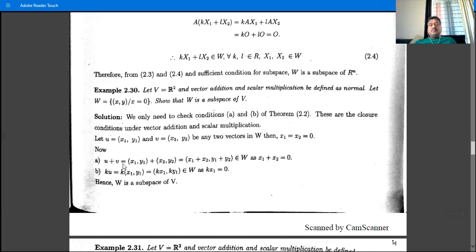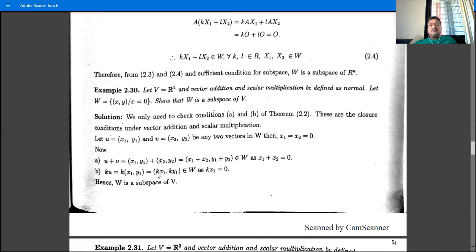Now what is u plus v? It is (x1, y1) plus (x2, y2), which is (x1 plus x2, y1 plus y2), and here x1 and x2 are 0, so their addition is 0. So this element (x1 plus x2, y1 plus y2) belongs to W, because this first place element, the x coordinate, is 0. Similarly, k times u is k(x1, y1), which is (kx1, ky1), and this is an element of W because kx1 is 0. x1 is 0, therefore kx1 is 0 for any scalar, and therefore this is an element of W because its x coordinate is 0.